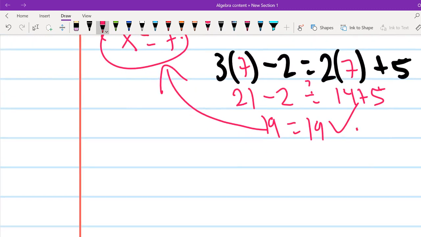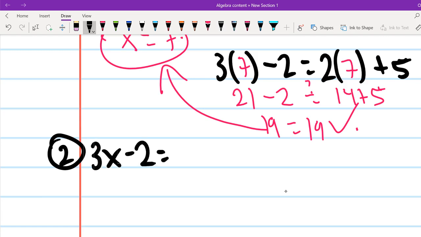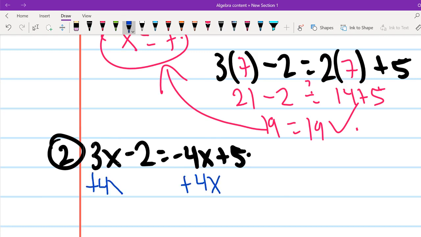Another example can be 3x minus 2 equals negative 4x plus 5. So you would say plus 4x on each side, so you always have to deal with what's in here first.